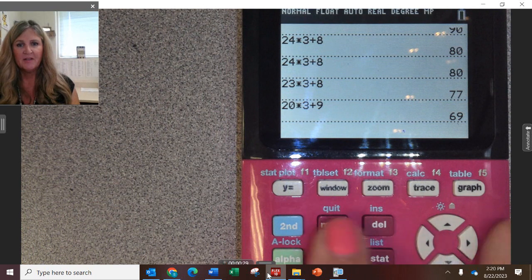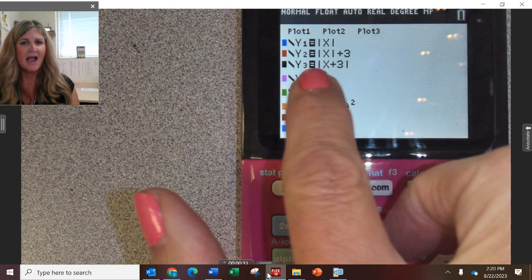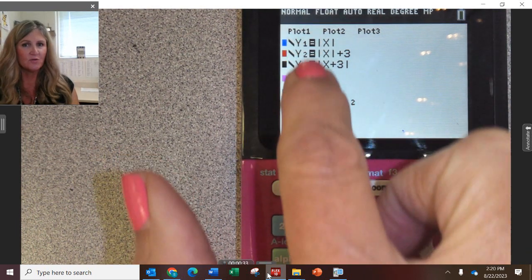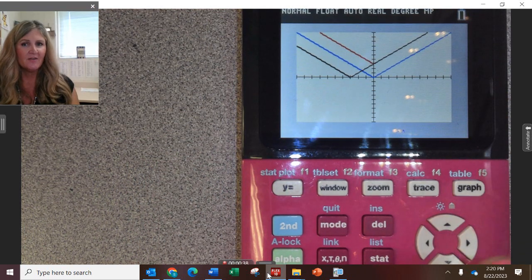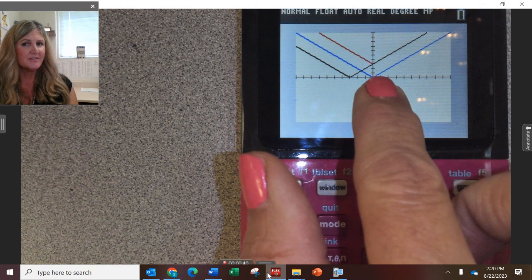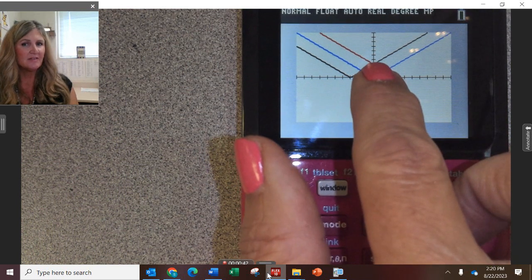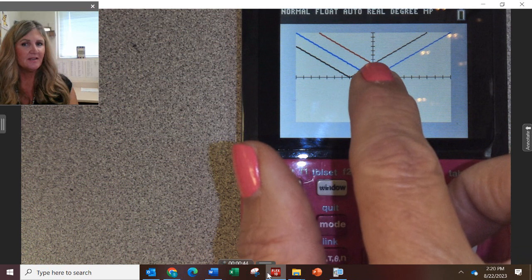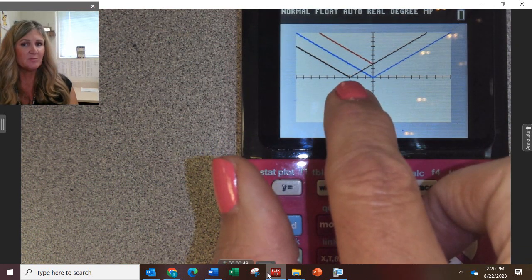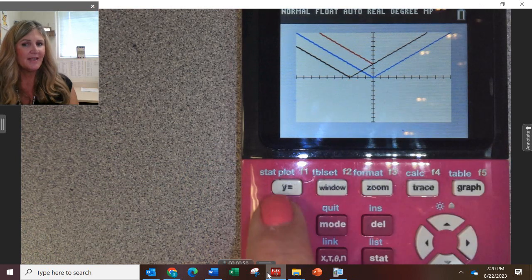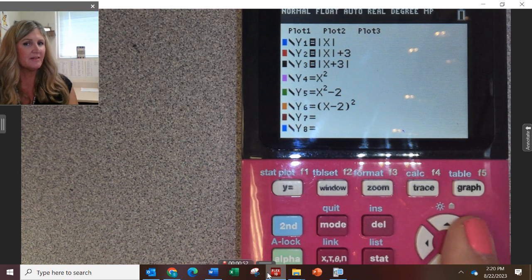that absolute value. So looking at this again, I only have these three equals highlighted because I just want to look at the first three. So when I hit graph, there they are. That's the original. That's the one that was absolute value of x plus 3. And then this black one is the one that was the absolute value of x plus 3 like this.